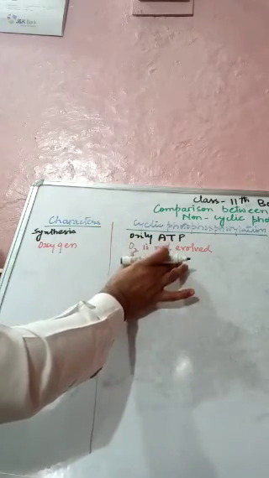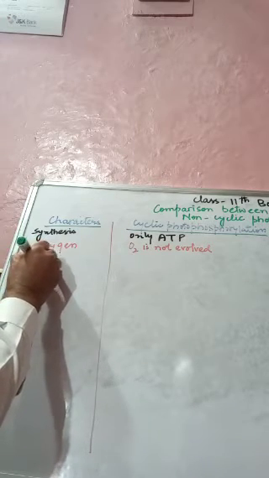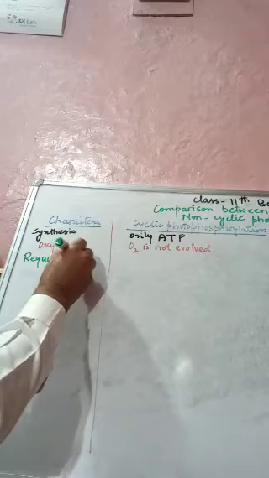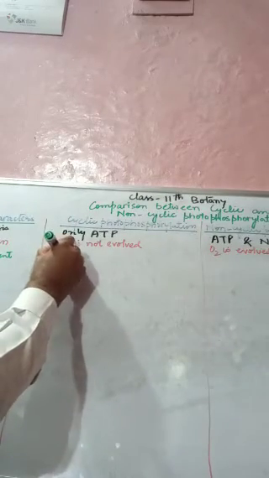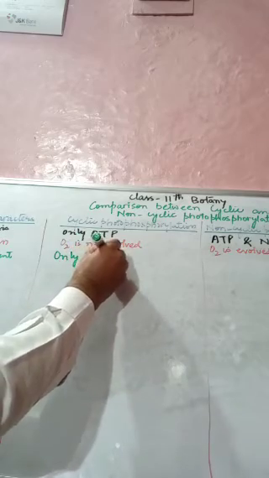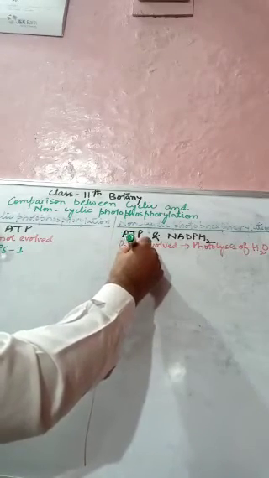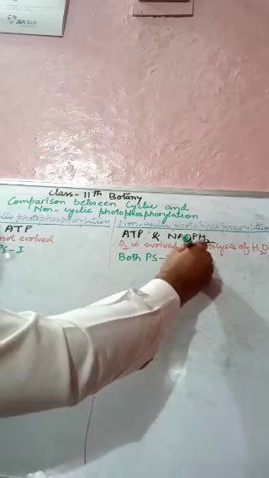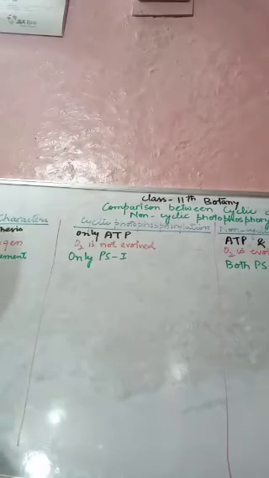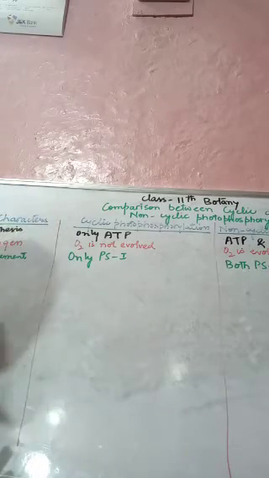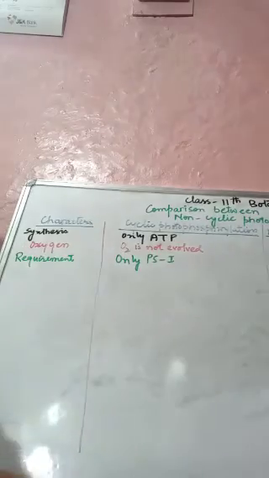Third, what is required for cyclic photophosphorylation? That is the requirement. For cyclic photophosphorylation, only photosystem first is required, while in non-cyclic, both photosystem first and photosystem second are required. So in cyclic photophosphorylation only photosystem first is required, while in non-cyclic photophosphorylation both photosystem first and photosystem second are required.